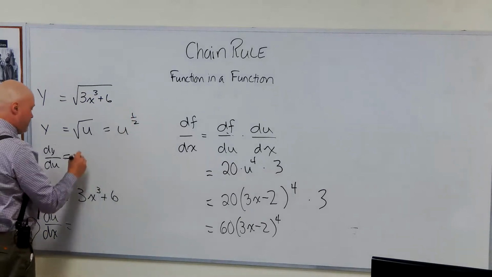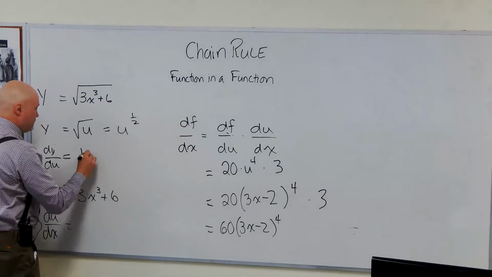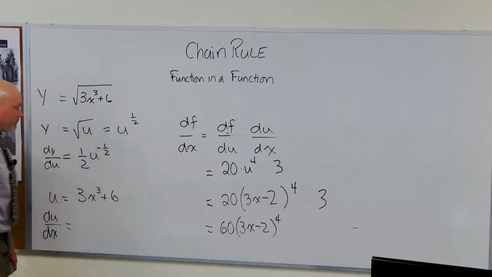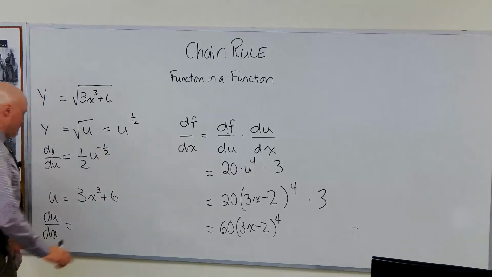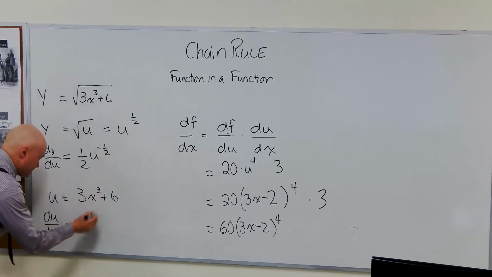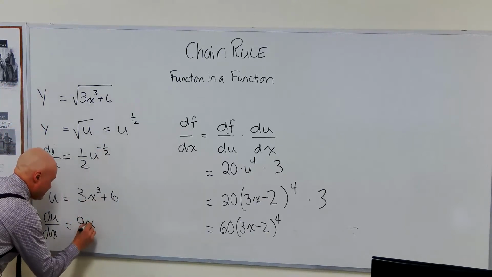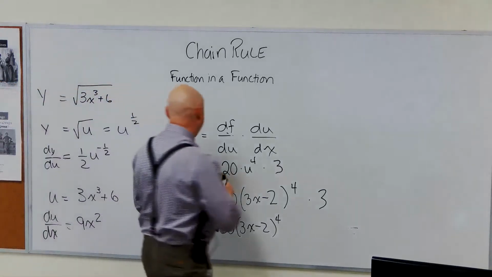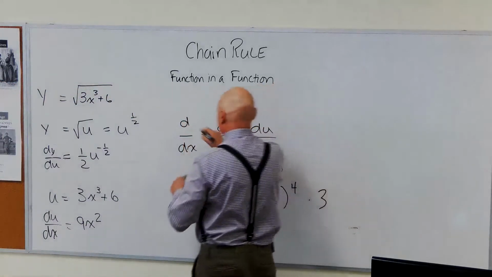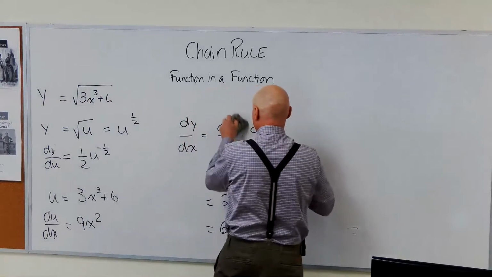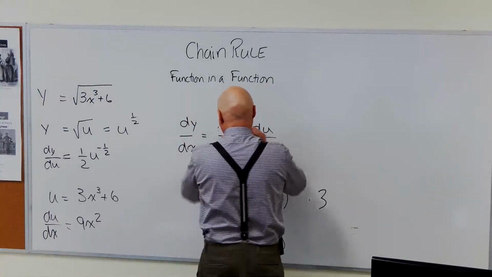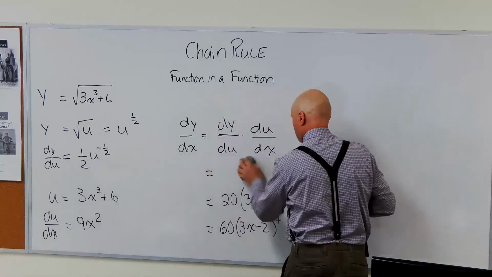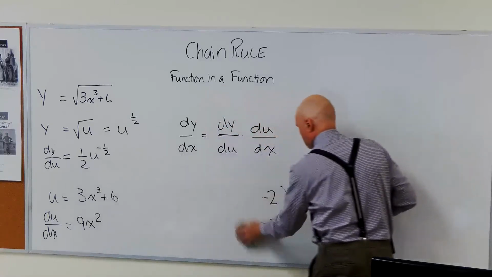All right, I'm going to use my power rule when I take the derivative of y with respect to u. Simple enough. And here we've got du dx. So this is going to be 9x squared, and the derivative of a constant is 0. Dress this up a little bit, and we're ready to roll.